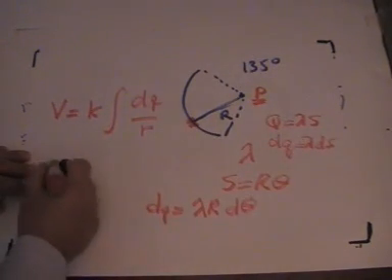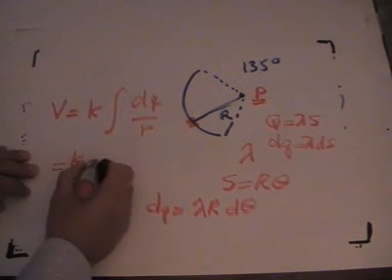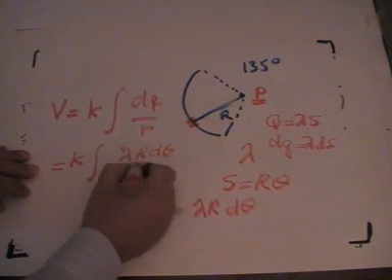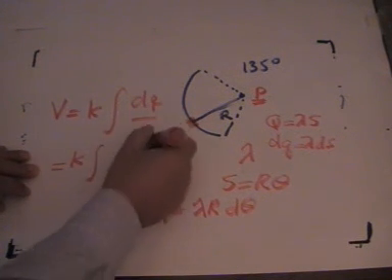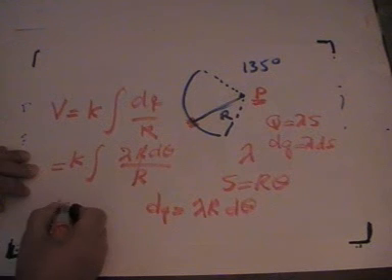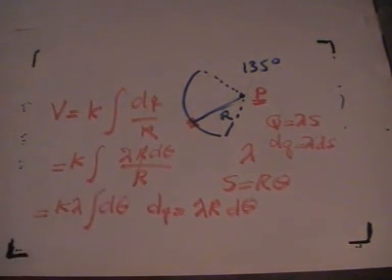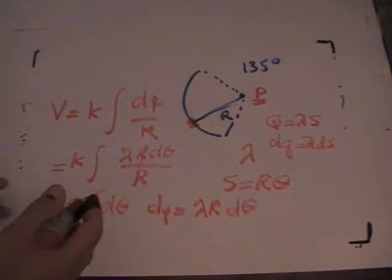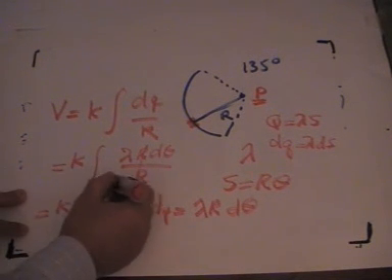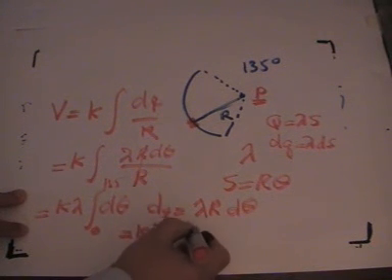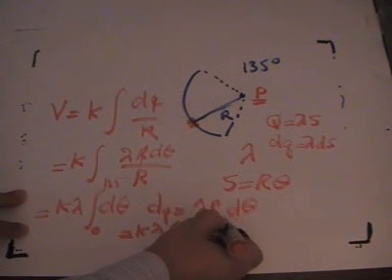If I put that in here, and this is where some of you get mixed up, this will be the integral of k lambda r d theta over r. The r's cancel, and I have k lambda d theta. This time I don't have the cosine theta. Why? Because this is the potential, and the potential is a scalar quantity. It's not a vector quantity where I have to find the sine and the cosine. So this is simply the integral from 0 to 135 of d theta, which is theta, so V is equal to k lambda theta, with theta from 0 to 135.